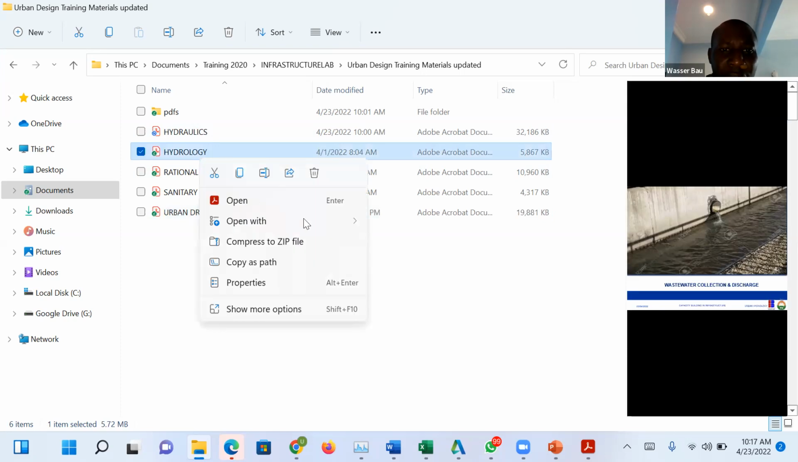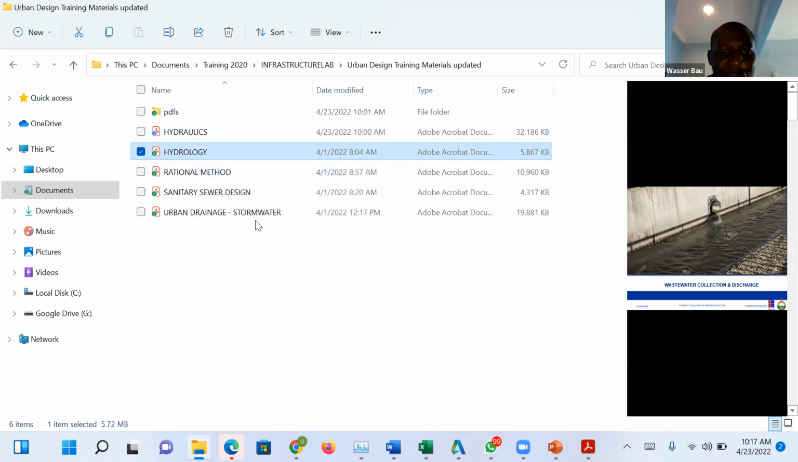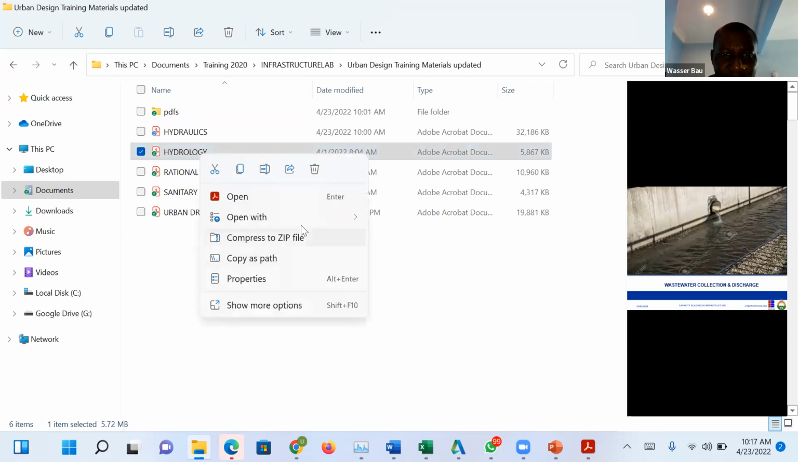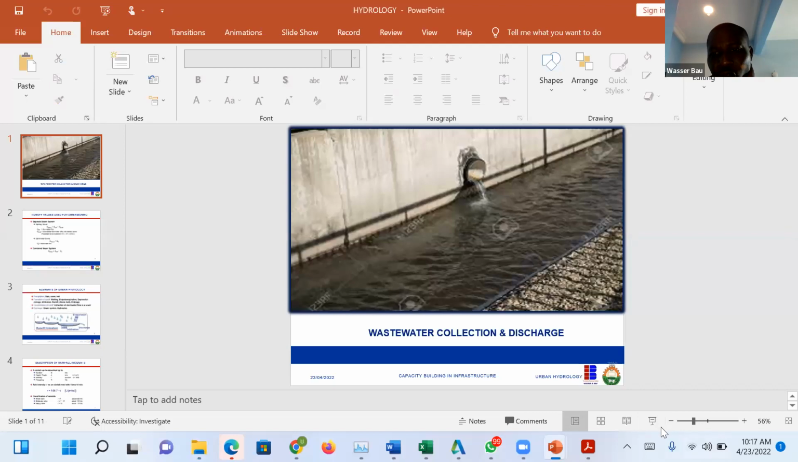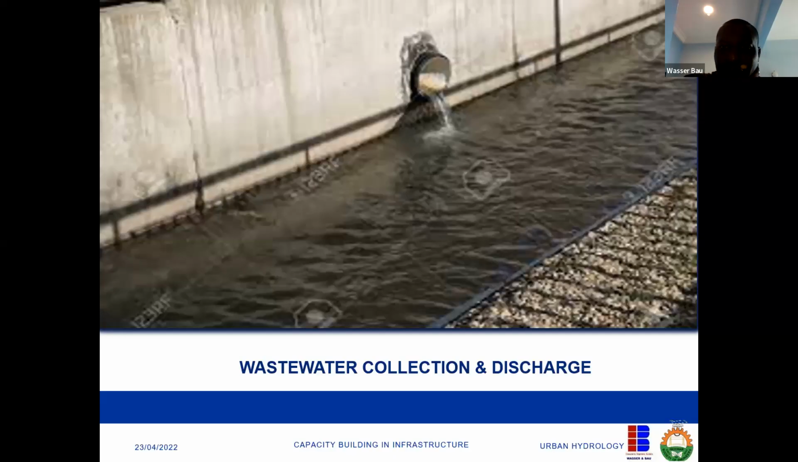The thing we're going to do today is take an overview of the hydrology and the hydraulics. Our end result is going to be the hydraulics, and our input parameter is going to be the hydrology.